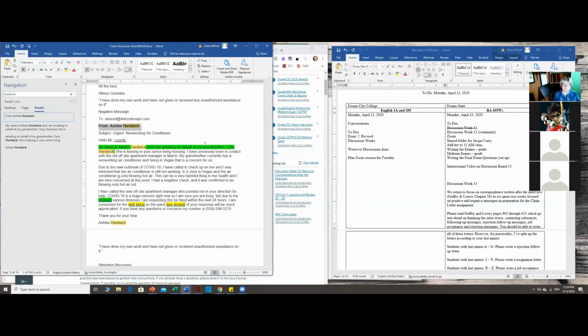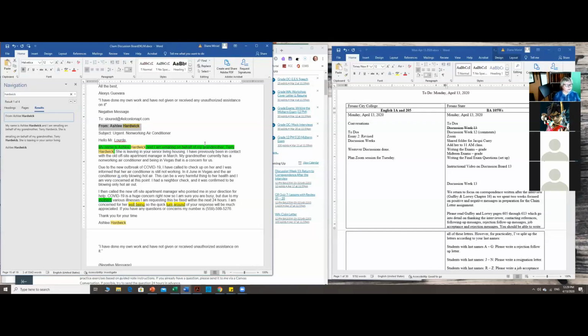The green highlights something you've done well. I was looking for different ways of introducing the letter, the first sentence. A lot of people were saying, I am writing this email, and your name's on it and it is an email, so you don't need to say that. So you did very well of not being redundant. My name is Ashley Hardwick and I'm emailing on behalf of my grandmother, which I think was better than just saying, I am writing this email. Okay? Right, okay. All right.